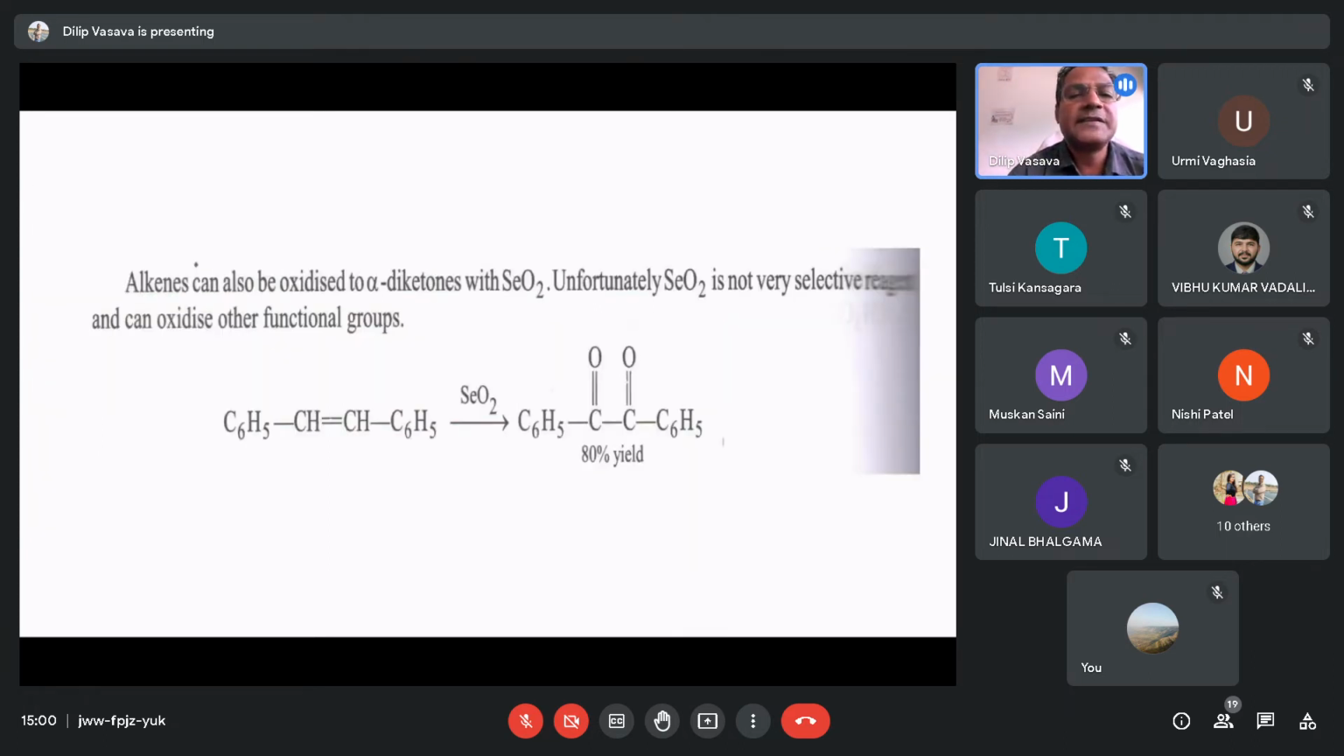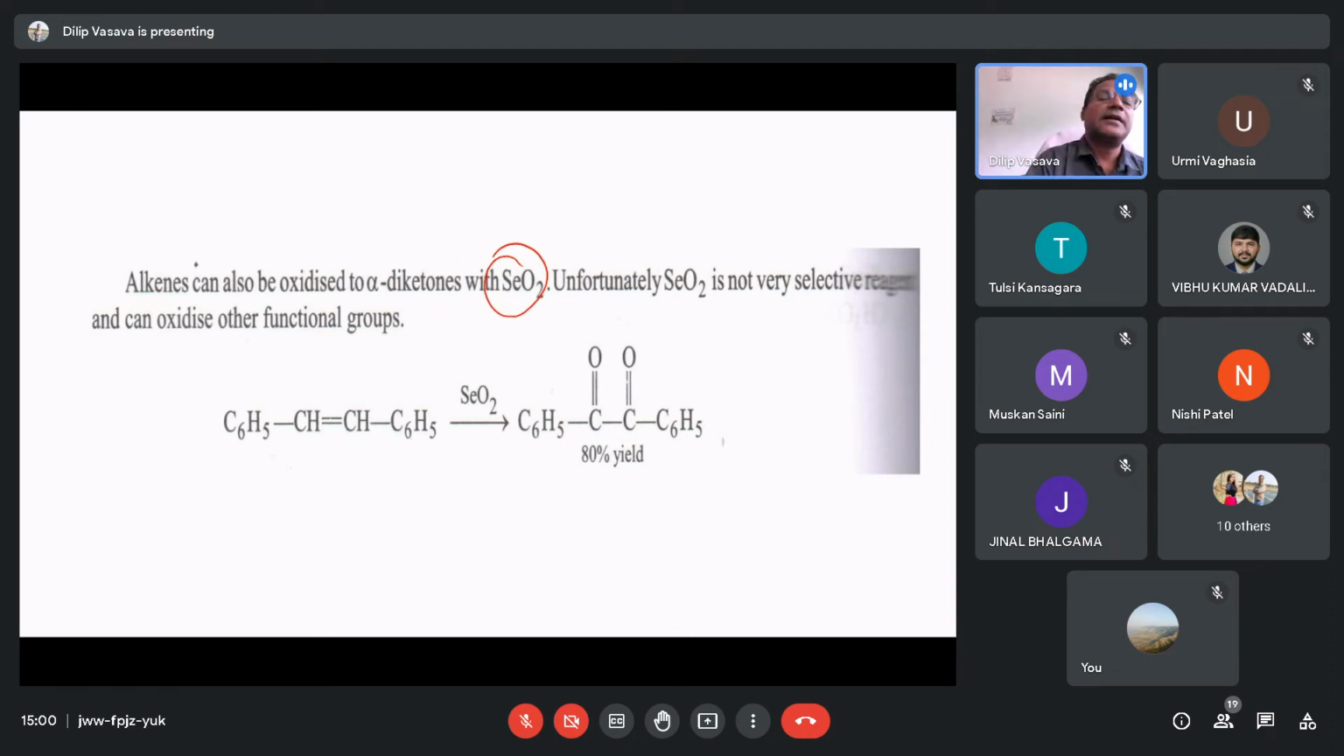Now another one is selenium dioxide. Selenium dioxide is utilized as an oxidizing reagent, but it is not that useful. Normally selenium dioxide is utilized for the oxidation of complex molecules, but it also oxidizes the other functional groups present in the moiety. So that is why it is not specifically selective.